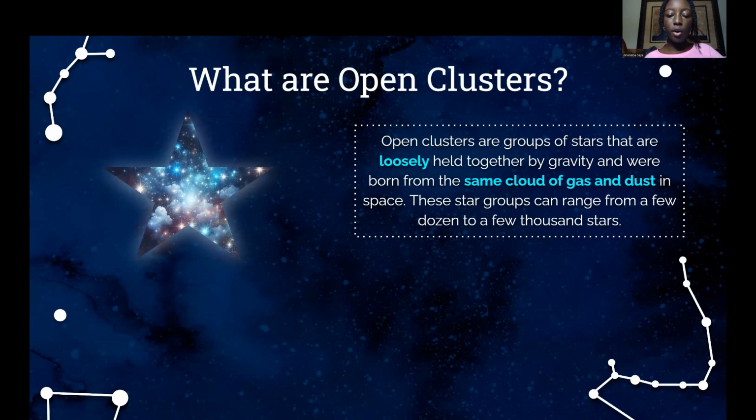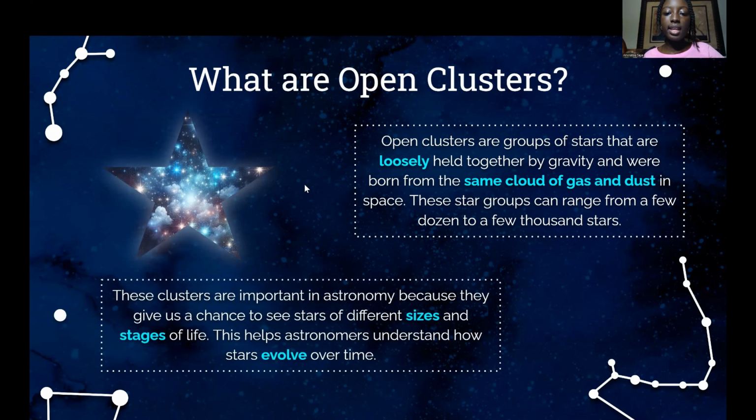Over time, the stars in the open cluster slowly move towards each other and may disperse after a few million years. These clusters are important in astronomy because they give us a chance to see stars in different sizes and stages of life, all at the same age and made from the same material. Also, because the stars in the open cluster are similar in age and chemical composition, astronomers can use them to check models of stellar evolution and ages of stars.